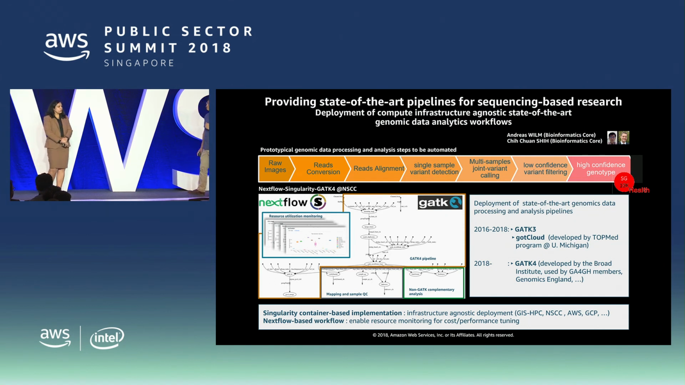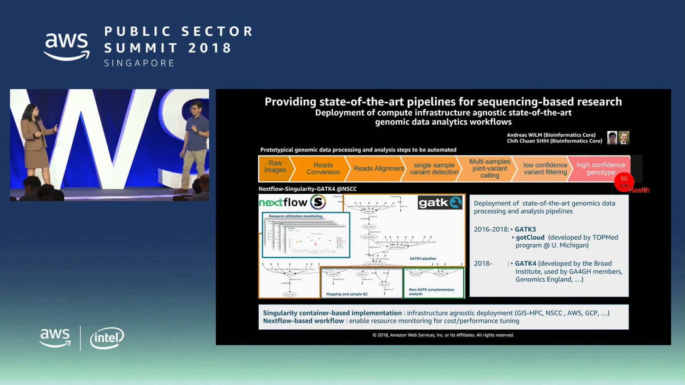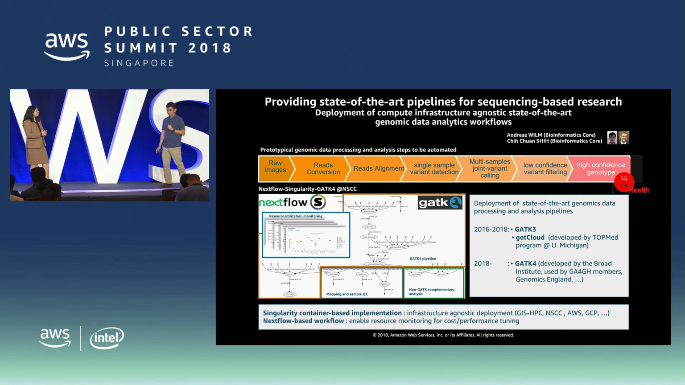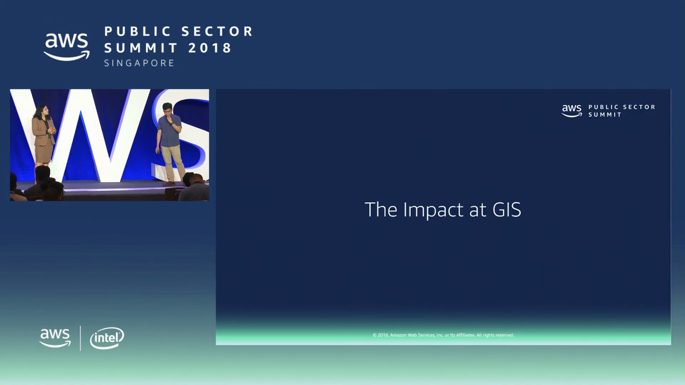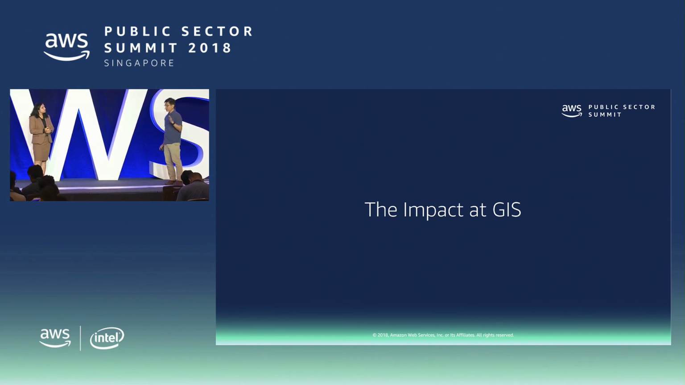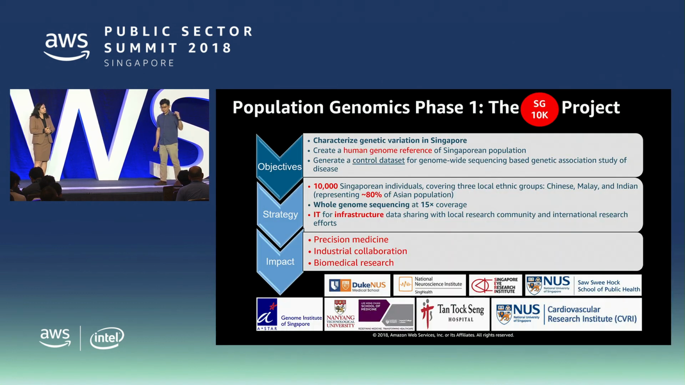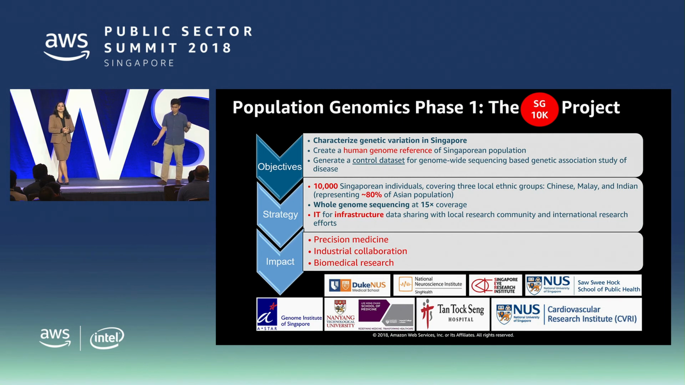That sounds great. But Chichuan, what was the impact on the GIS itself for this kind of workload? Right, well, it's good to ask. That workflow that I just talked about actually comes from one particular project, which we call the SG10K. To put it simply, it's basically trying to build a genomics profile of Singaporeans, literally all Singaporeans. So it's a fairly big project.